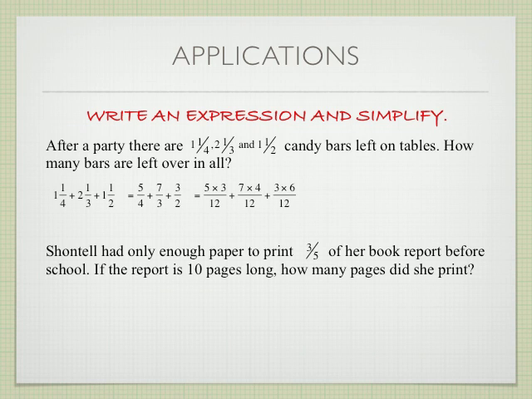I'd need to multiply the first fraction by 3 over 3, the second fraction by 4 over 4, and the third fraction by 6 over 6. So I'd have 15/12 plus 28/12 plus 18/12, which is 61/12. Now I just had a story problem, so how do I want to leave my answer? As a mixed number, so I'd convert that, and it's 5 1/12 candy bars.